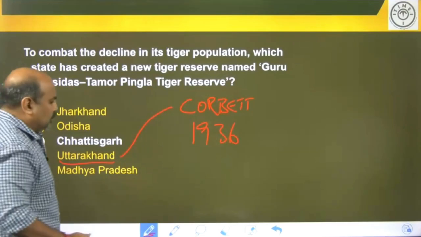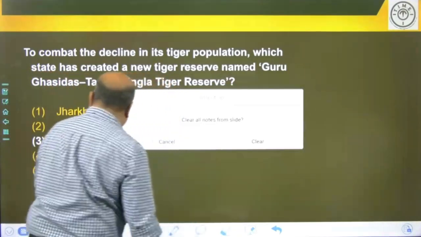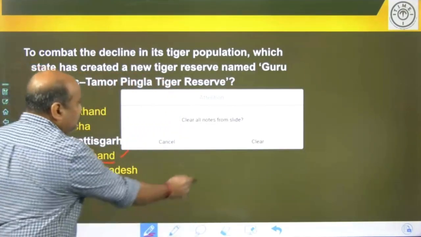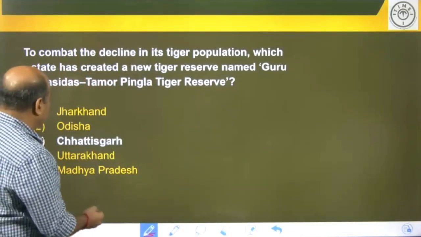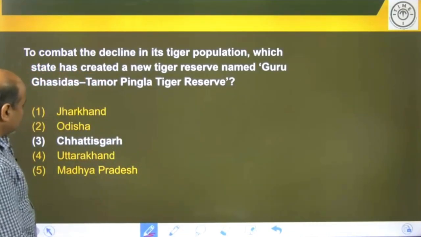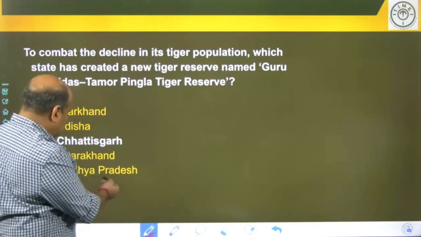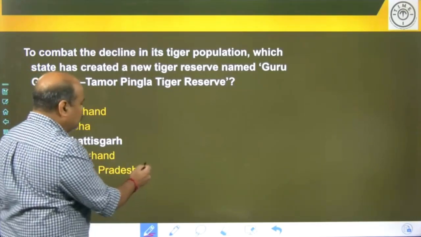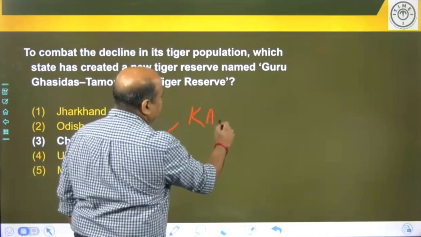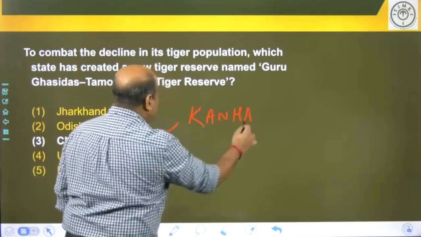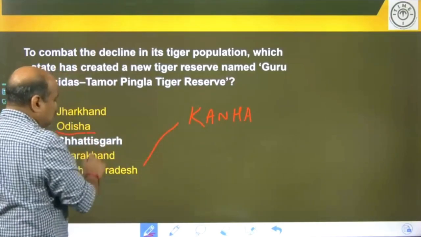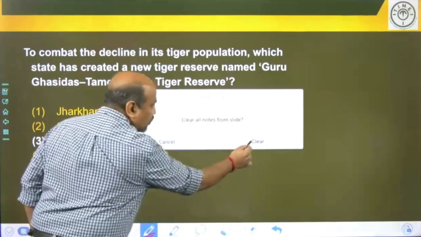What tiger reserves can you talk about in each of these places? You can talk about at least one place or two places. Uttarakhand I mentioned. Madhya Pradesh, you can write Kanha National Park, Bandhavgarh National Park, Simlipal in Odisha.